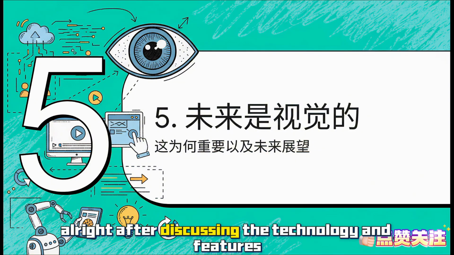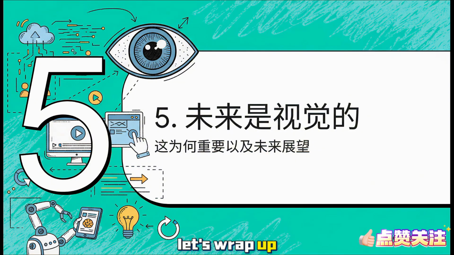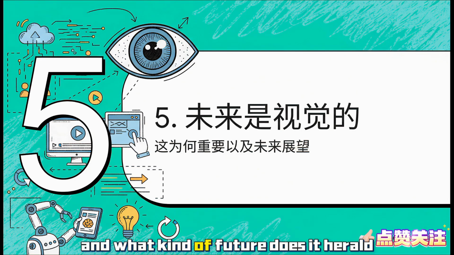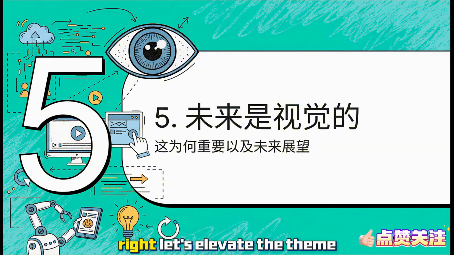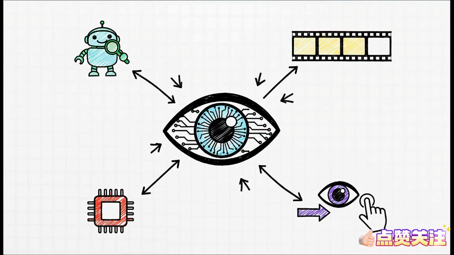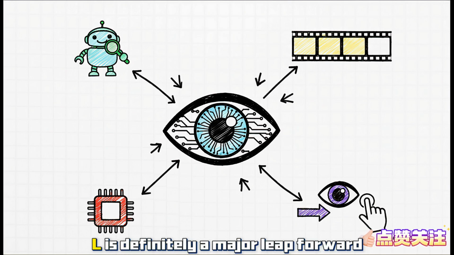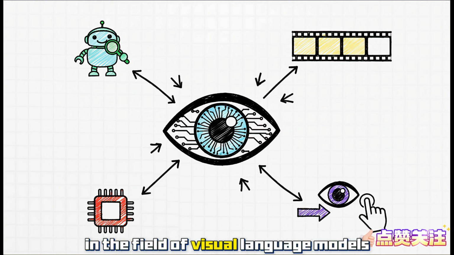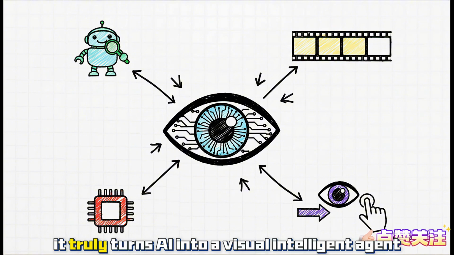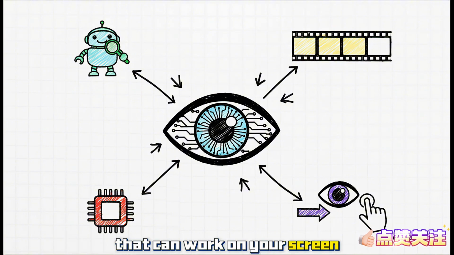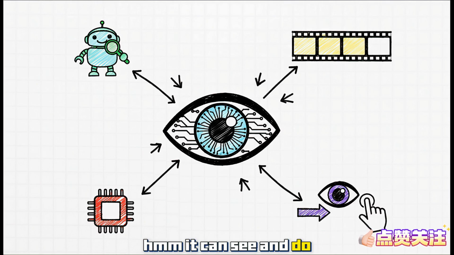Alright, after discussing the technology and features, let's wrap up by taking a step back to look at the bigger picture. Why is all this so important, and what kind of future does it herald? Right. Let's elevate the theme. Let's quickly summarize today's key points. First, Qwen3VL is definitely a major leap forward in the field of visual language models. Second, it truly turns AI into a visual intelligent agent that can work on your screen. It can see and do.